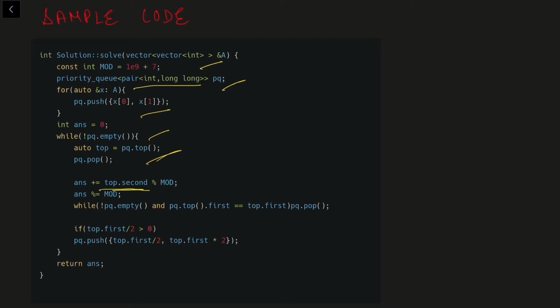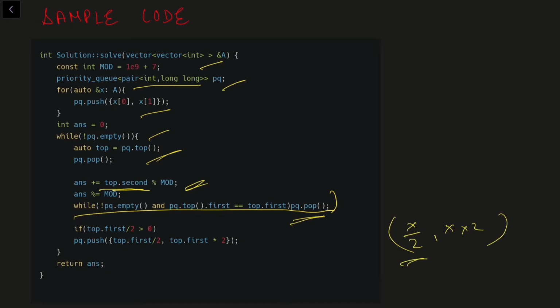Now I need to remove all the elements which have quality equal to the quality which we have just used, right? So this loop is doing just that. It is just checking as long as the topmost element of the priority queue is equal to the quality which we have just used, then it is going to pop that out, right? After that we need to insert something new as well, x by 2 comma x into 2.